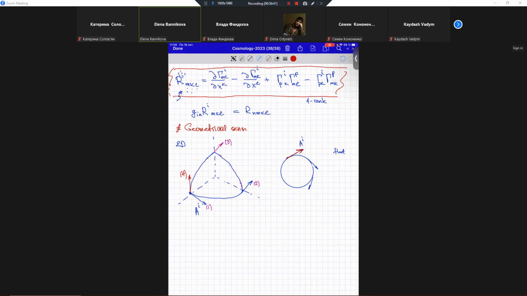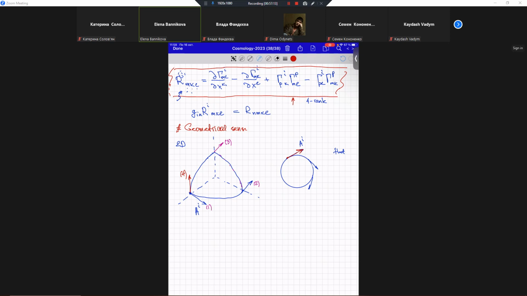And this is the point, and this is exactly the information. It tells us that the space is not flat. If it is flat, it comes back to itself. But if it is not flat, it can change its orientation and direction. And this is exactly the information which is contained in the Riemann tensor. So this is the geometrical sense.